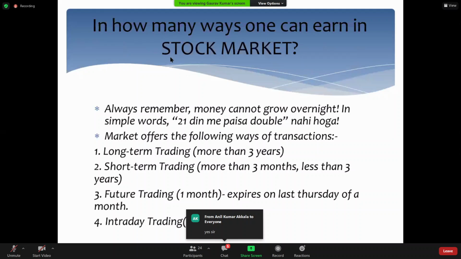In how many ways can one earn from the stock market? Always remember, money cannot grow overnight. In simple words, the dialogue of Raju Bhai: 21 दिन में पैसा डबल नहीं होगा. Okay, just make it clear. 21 दिन में पैसा डबल नहीं होगा. The market offers the following ways of transaction: long-term trading, short-term trading, future trading, and intraday trading.